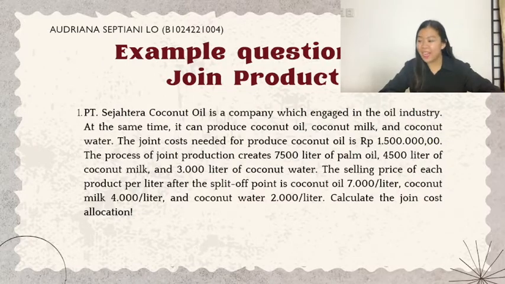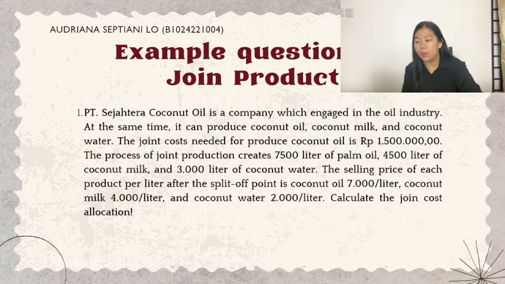The question is, PT Sejahtera Coconut Oil is a company which engages in the oil industry. At the same time, it can produce coconut oil, coconut milk, and coconut water. The joint cost needed to produce coconut oil is 1,500,000 rupiah. The process of joint production creates 7,500 liters of coconut oil, 4,500 liters of coconut milk, and 3,000 liters of coconut water.